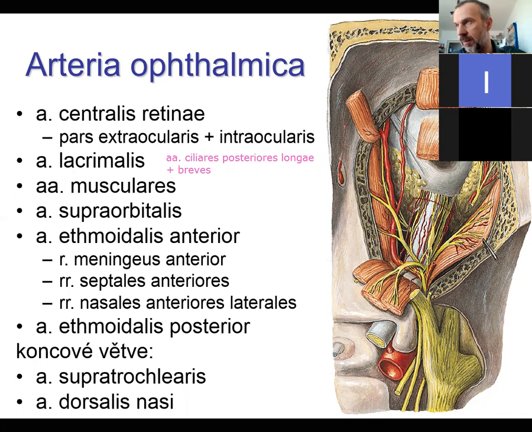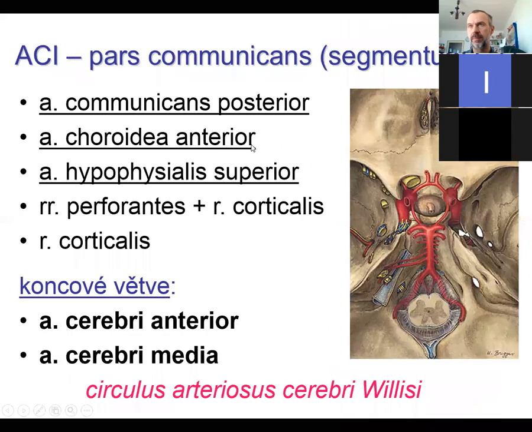We can see them here. All these tiny ones, which get into the eyeball here, close to the optic nerve, and they supply the rods and cones and the other parts of the eyeball, the choroid and so on. We will talk about that. They are called long and short posterior ciliary arteries. They are also important for vision. So that's all for the ophthalmic artery.